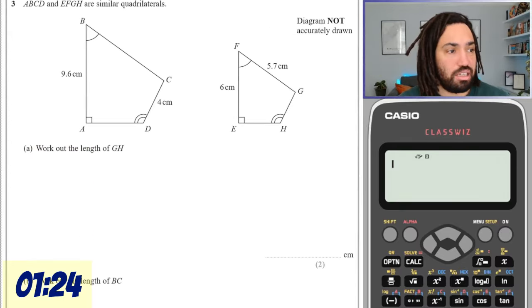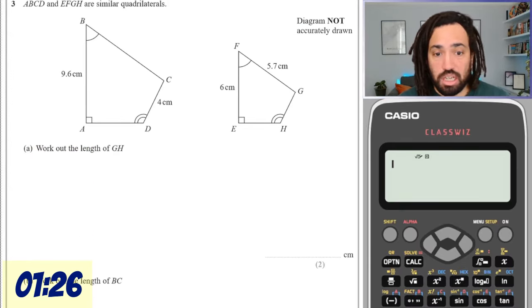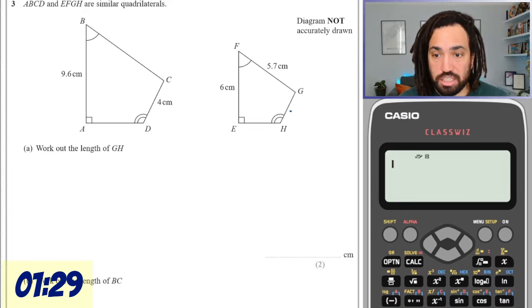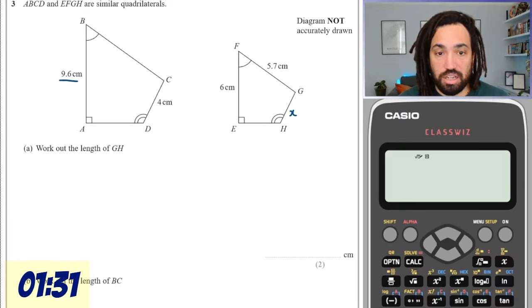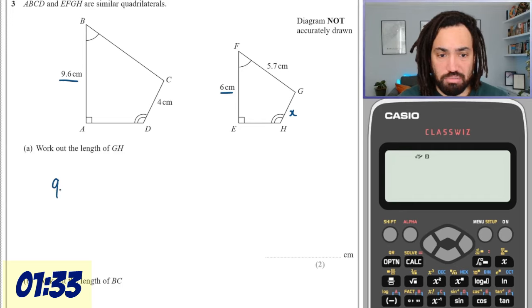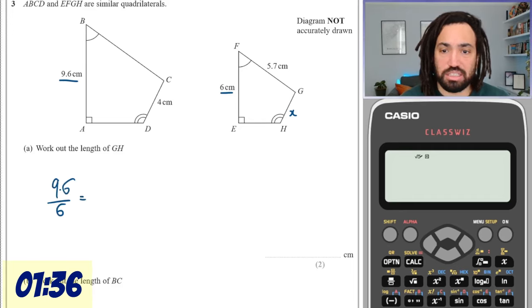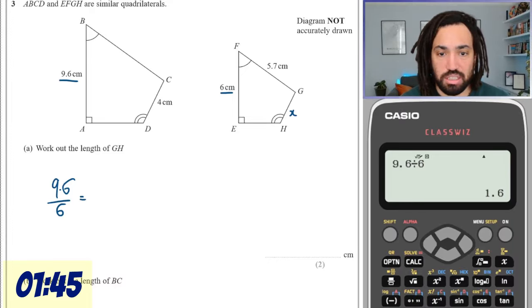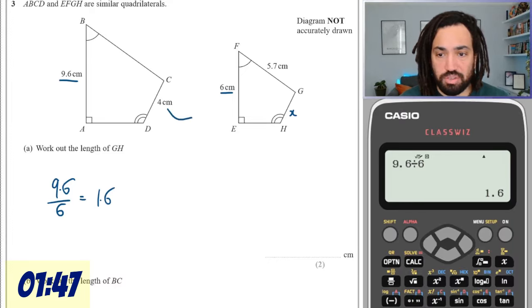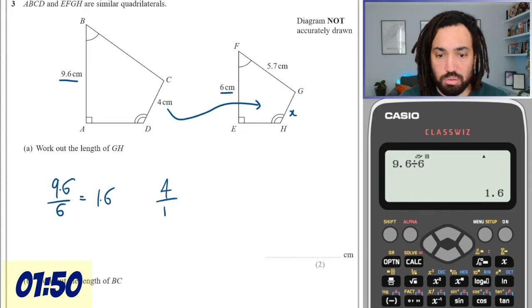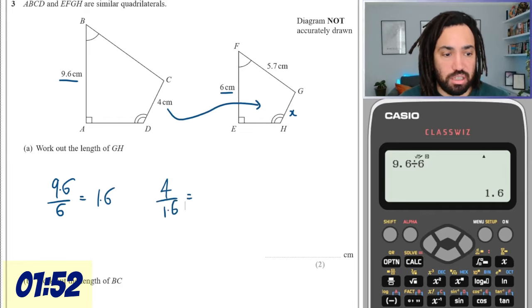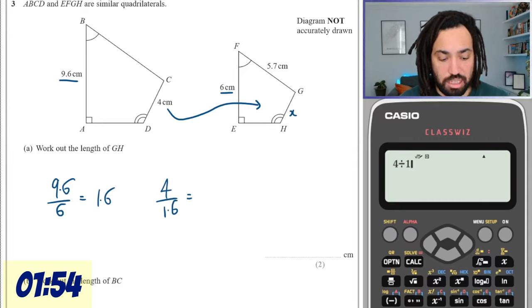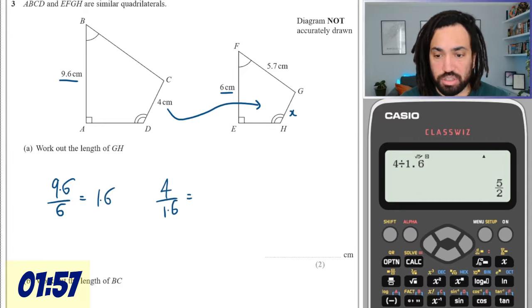Okay. Similar shapes. GH is this one. And the scale factor is 9.6 divided by 6, which isn't obvious. Okay, 8 over 5, fine, which is 1.6. Okay, 1.6, you've got to divide 4 by 1.6 to get that one. So we'll do 4 divided by 1.6, we get 5 over 2, which is 2.5.